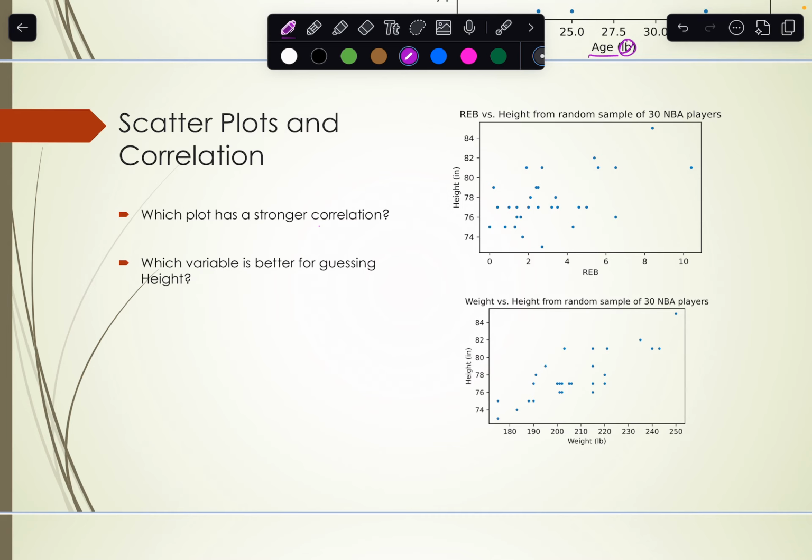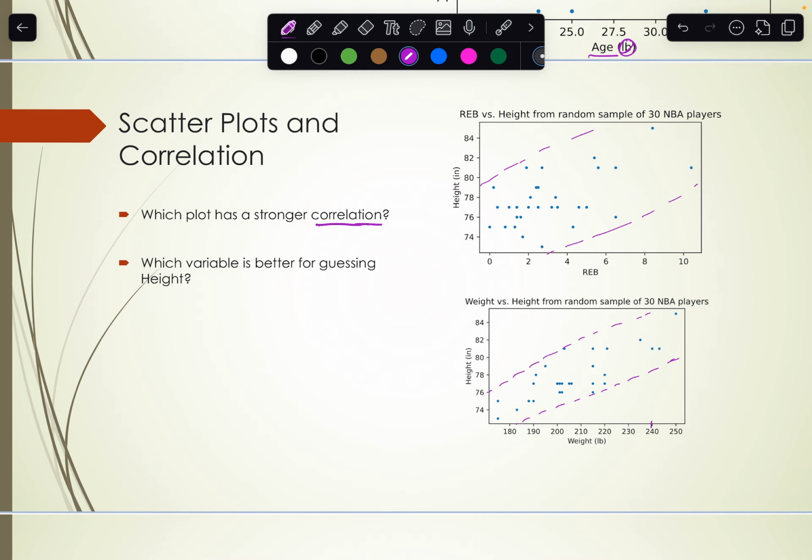Scatter plots and correlation. Which plot has a stronger correlation? The strength of a correlation is the amount of information one variable lends to the other. If I know their rebound, could I guess their height? Not very accurately. This cloud of points has quite a large width. If I knew their weight, could I guess their height? Perhaps a little more accurately than if I knew their rebound, because there seems to be a band within this.